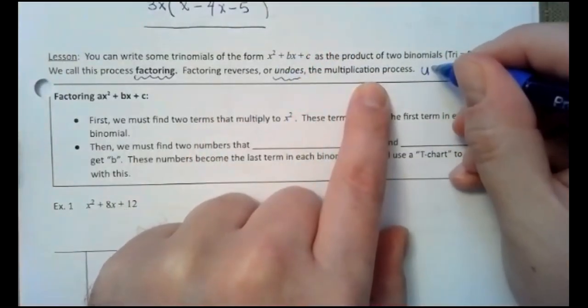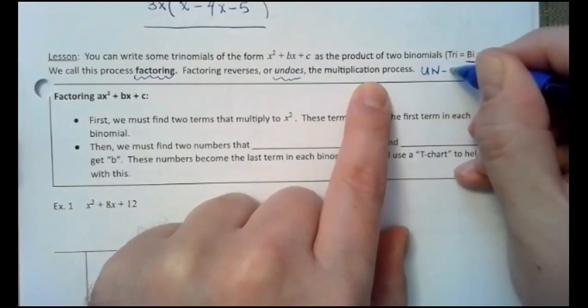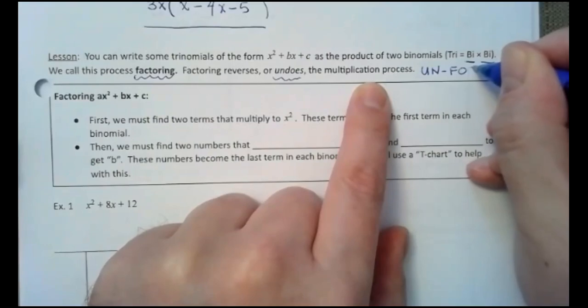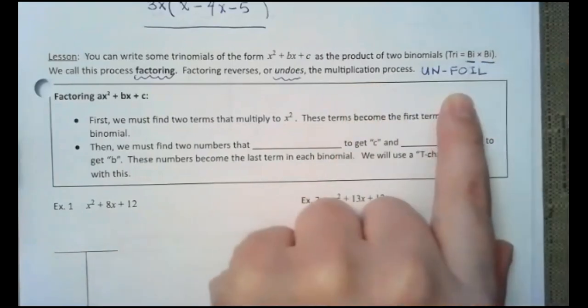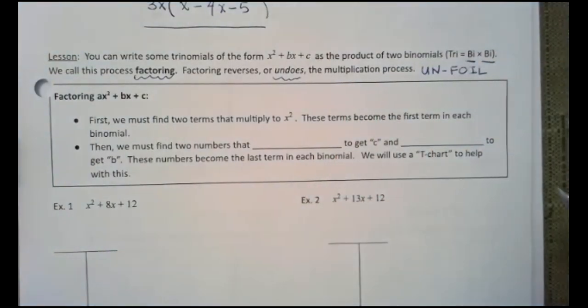So if I were to tell you what you're going to be doing, today we're going to unfoil. We're going to do the reverse of FOIL. Instead of distributing together, we're going to pull factors out.